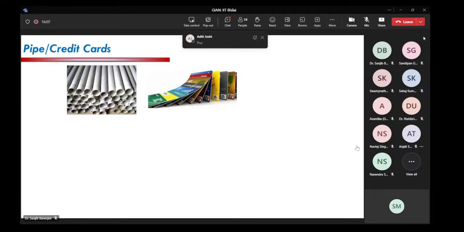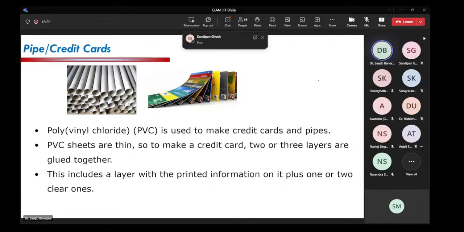Okay, so let me see the answers. Oh, great. So everyone got the correct answer, PVC in pipes. Okay, fine. Good. So we are moving in the correct direction. So this material is PVC, polyvinyl chloride, right? Now let me ask you a simple question.